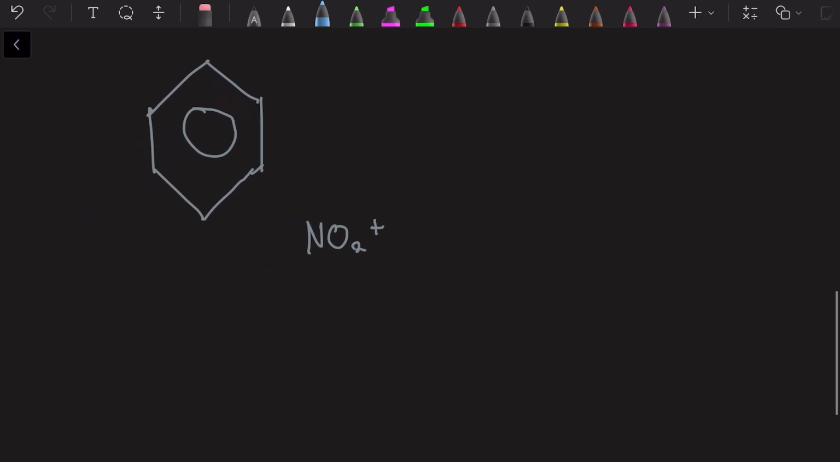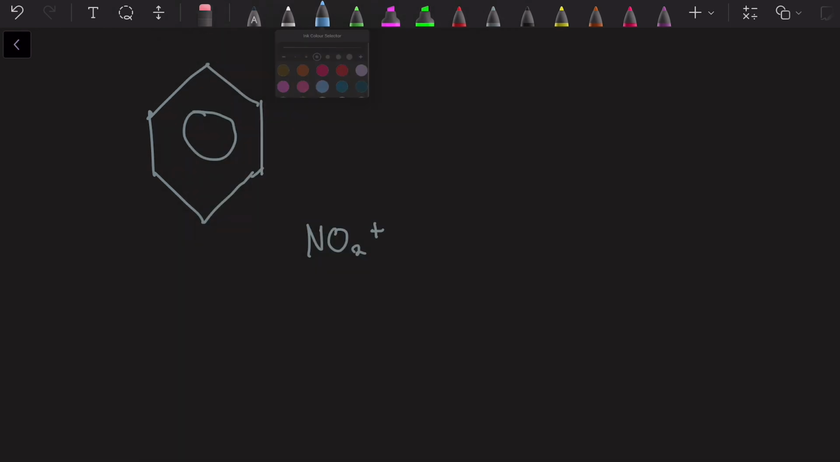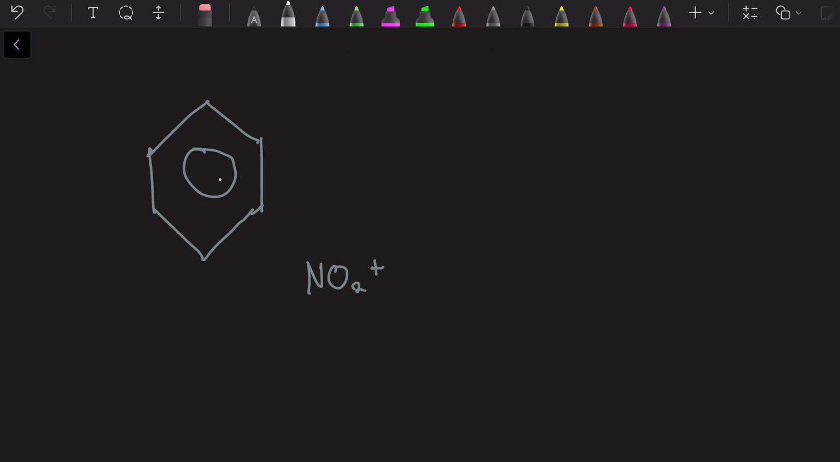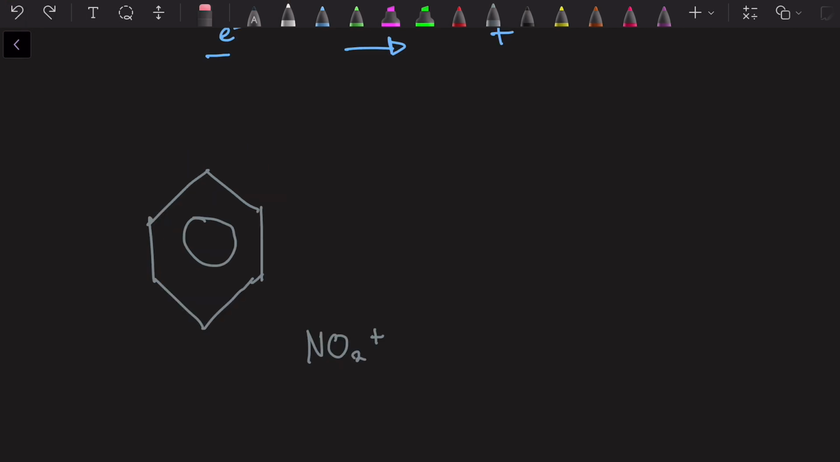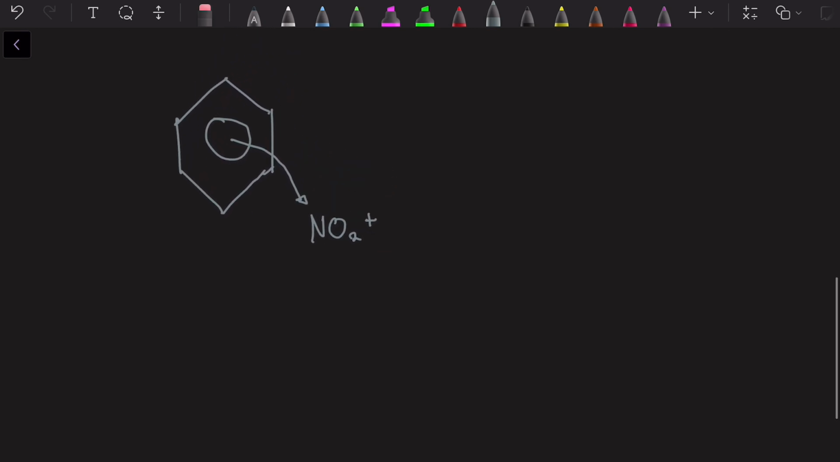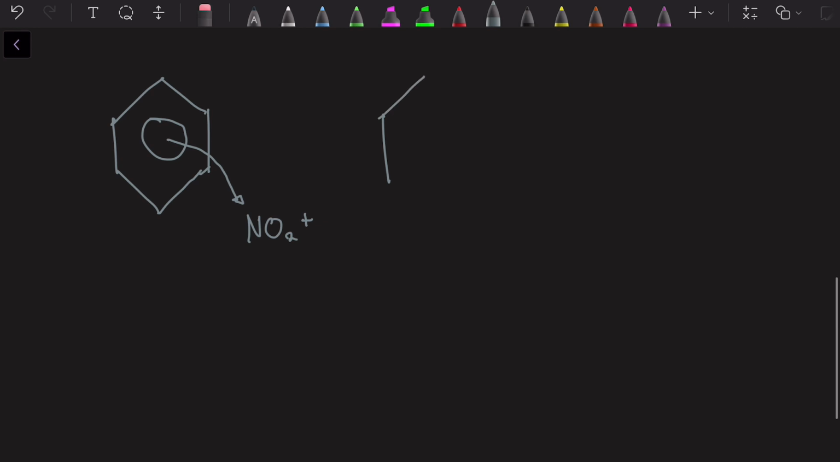So if we identify what's negative here, it's these delocalized electrons. Electrons are negative. So basically it's always electrons to the positive species. So we draw an arrow from where all these electrons are, to this positive NO2+ species. Then we draw the next stage. It's like this, same thing, except we show that the electrons have left, and the NO2+ is now here.